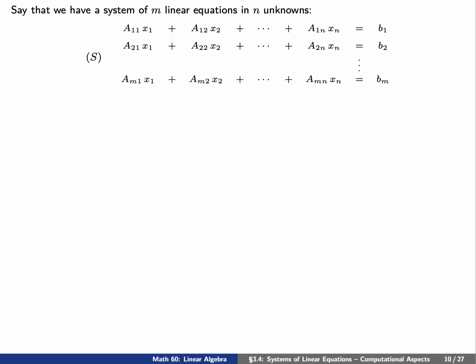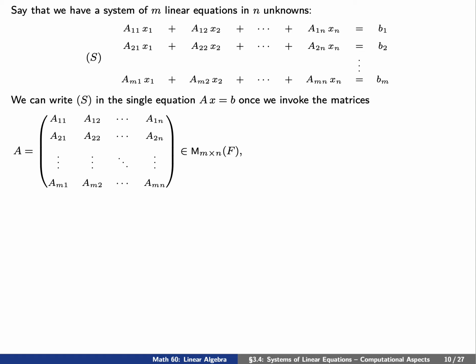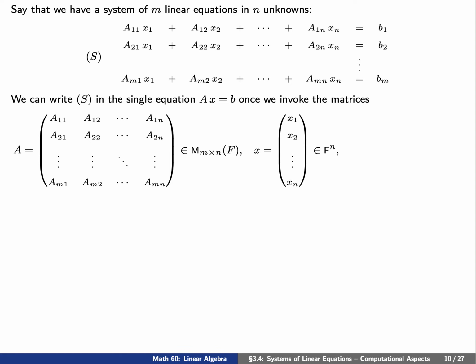Here, the x1, x2 through x sub n are the variables, or the n unknowns. We'll denote S here as our system. We can write our system as a single equation, A times x equals B, once we introduce the following matrices. A, which is an m by n matrix, simply keeps track of the scalars aij. X, which is an n-dimensional vector, keeps track of the variables x1 through x sub n. And B keeps track of the coefficients on the right-hand side of the equation.